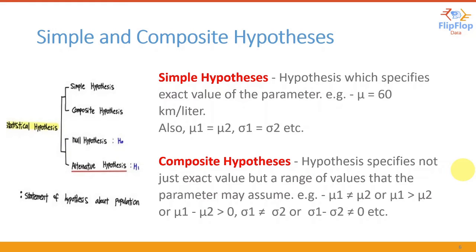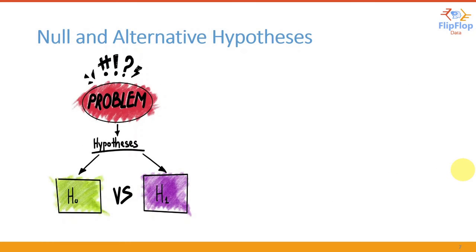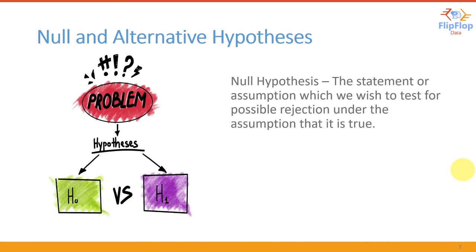Next comes our null and alternative hypothesis. How do we define them? Null hypothesis: the statement or assumption which we wish to test for possible rejection under the assumption that it is true. This again we can break into three parts to understand.